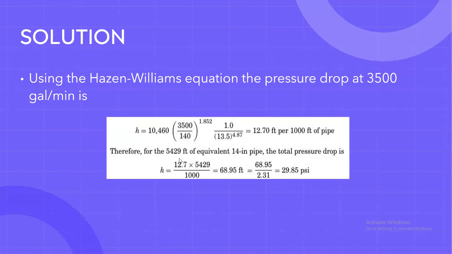Now we want to know what it is for 5,429 feet. We use this equation: 12.7 times 5,429 divided by 1,000. We get that for 5,429 feet, it's almost 68.95 feet, which is the same as 29.85 psi. Of course, the ratio is 1,000 to 5,000, it's almost 5 times. So if you say 12.7 times 5, you get this. That's the math there.